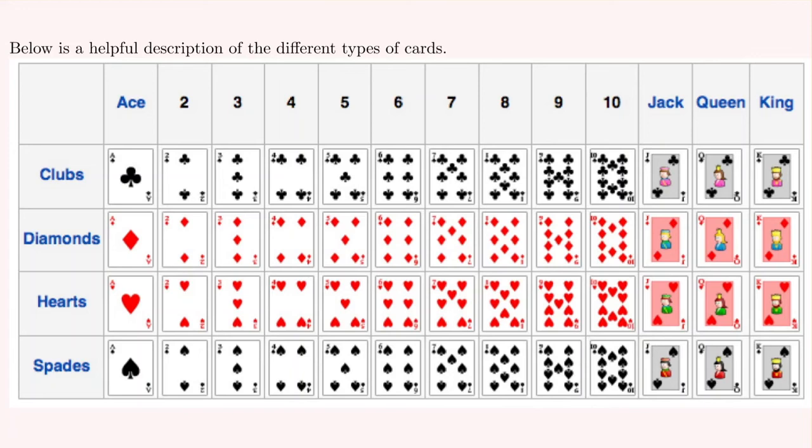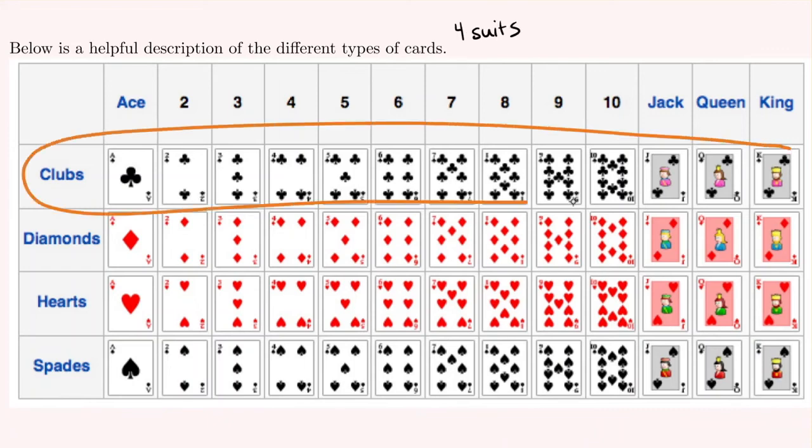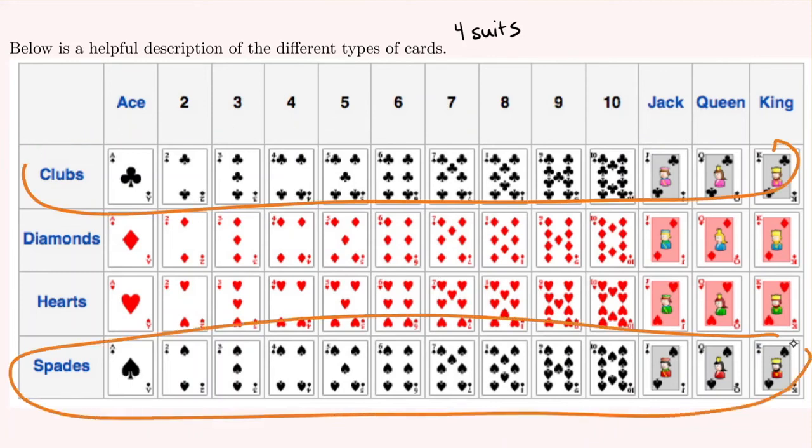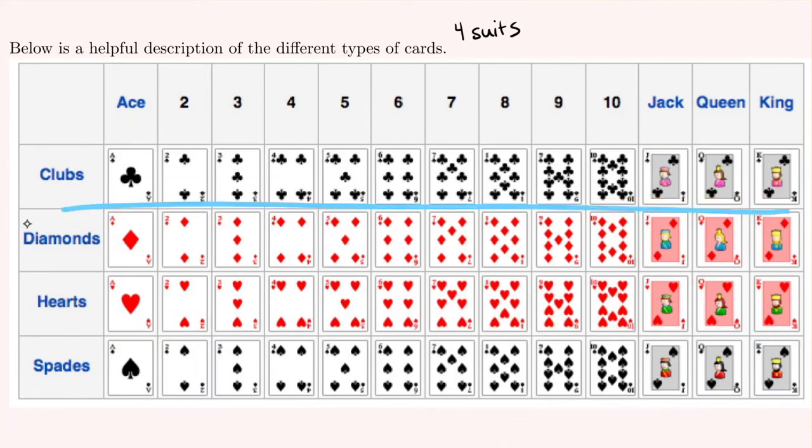First of all, it shows that we have 4 suits. These are our club suits, diamonds, hearts, and spades. So for a normal type of card deck, we have 4 suits. They're all listed here. Notice I've got 2 suits that are black colored, clubs and spades. 2 suits that are red colored, diamonds and hearts. And this is important because sometimes a problem will say from the red cards, sometimes from the black cards.